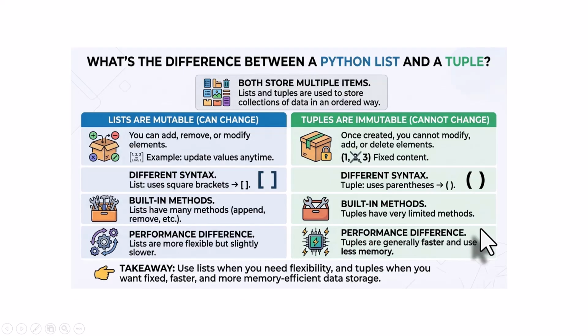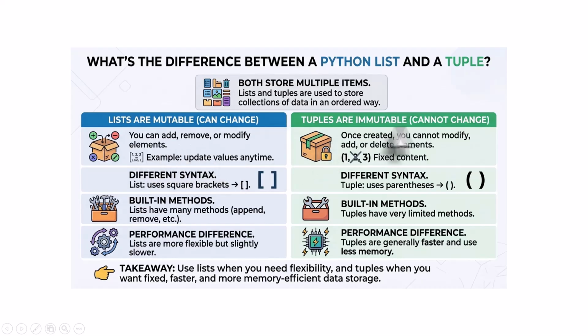Okay, let's understand the difference between a Python list and a tuple. Both list and tuple store multiple items. That is, lists and tuples are used to store collections of data in an ordered way. And lists are mutable. That is, they can be changed after they are created. That is, you can add, remove, or modify elements. For example, you can update values anytime.